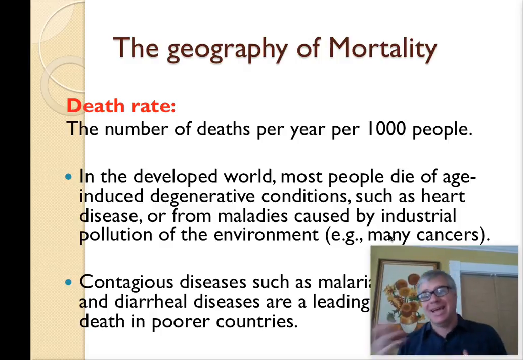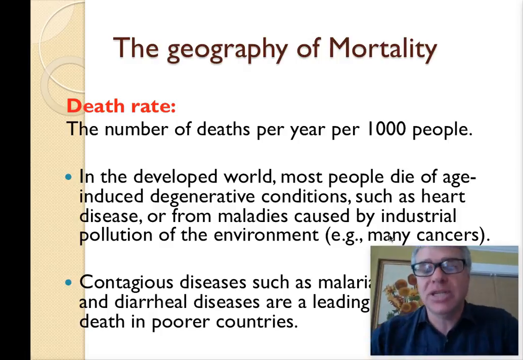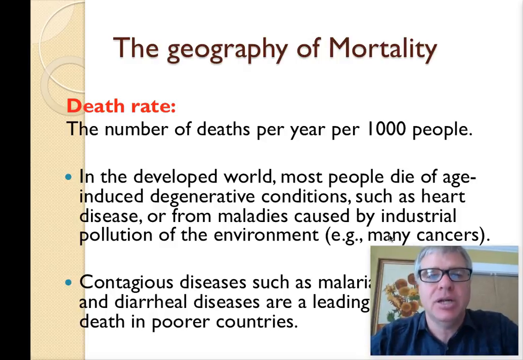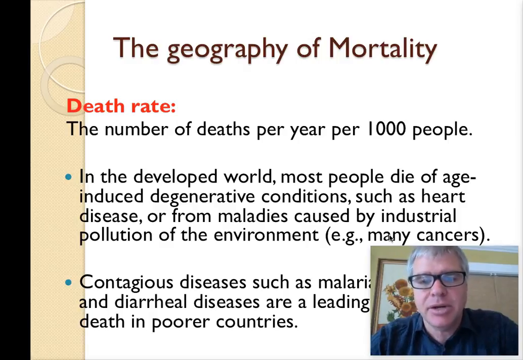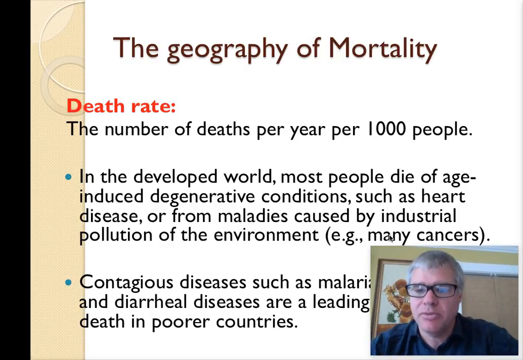Okay, so that's natality. Then there's also mortality, which is dying. And this is usually done in terms of the death rates, the number of deaths per 1,000 people. And of course, in the developed world, most people die of age-induced degenerative conditions such as heart disease, cancer, etc. Whereas in other parts of the developing world, contagious diseases such as malaria, HIV/AIDS, diarrheal diseases are the leading cause of death.